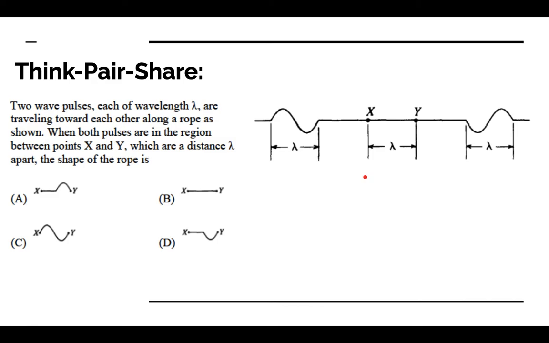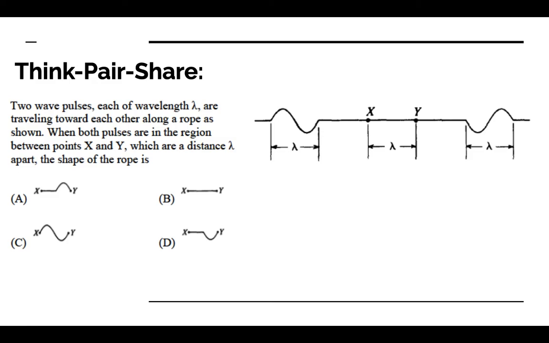So here's a quick think, pair, share for you to answer. At this point, if you'd like to answer, please pause the video. If not, we'll proceed on to the answer. Two wave pulses, each of wavelength lambda, are traveling toward each other along a rope as shown. When both pulses are in the region XY, which are a distance lambda apart, we want to know what the shape of the rope will look like.